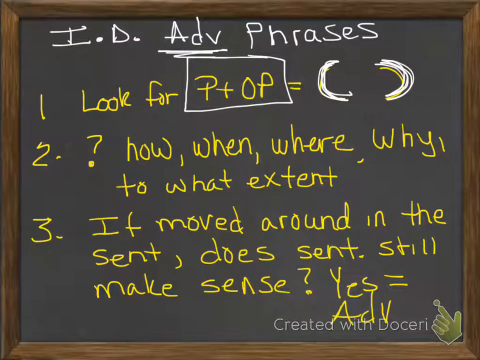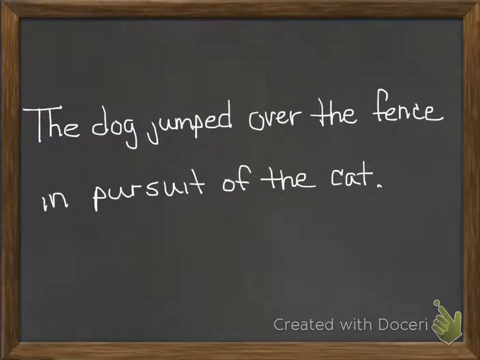And then as a check, if you think it's an adverb phrase, remember, try to move it around in the sentence. If you can move it around in the sentence and the sentence still makes sense, it's an adverb phrase, not an adjective phrase. All right, so let's look at our example and see if we can find and determine our prepositional phrases and whether they're in the group adjective phrase or adverb phrase. The dog jumped over the fence in pursuit of the cat.